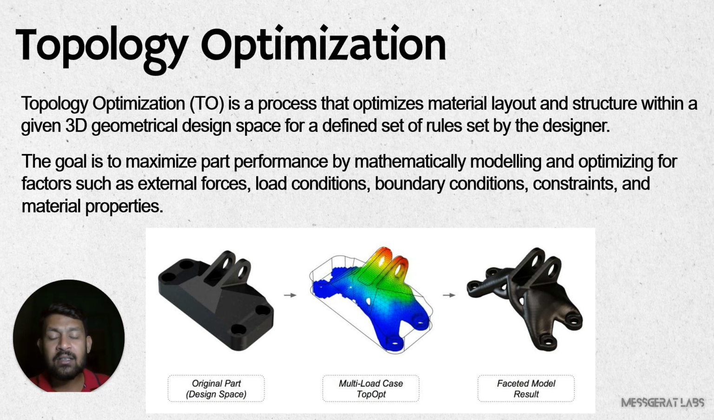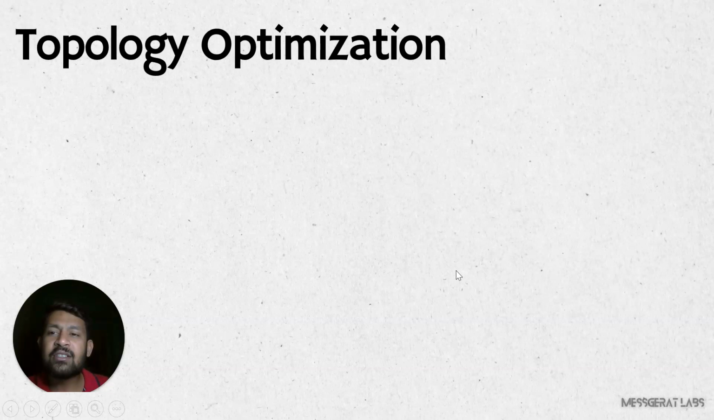Once the FEA has been done, the software gets the result of which areas are of high stress and which are of low stress, and it will only keep areas where high stress is occurring. You can also define the factor of safety and the percentage of weight you want to reduce. Based on that, it will add material and remove material. So this is what topology optimization means.